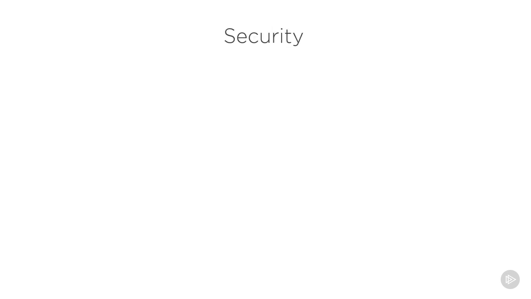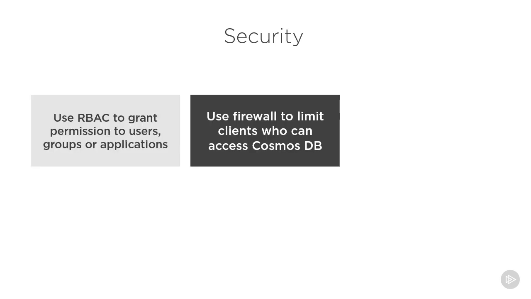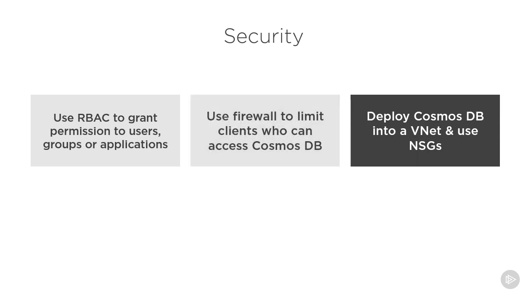So Azure Cosmos DB offers a few security features which can be used to protect your data. And most of these security features you'll see here are familiar to you because we discussed the similar features for Azure storage accounts. You can use RBAC to grant permissions to users, groups, and applications to manage your Cosmos DB instance. You can also use firewalls to limit clients who can access Cosmos DB. Azure Cosmos DB can be integrated with a virtual network. This way, you can use network security groups to control inbound and outbound traffic for your Cosmos DB instance.